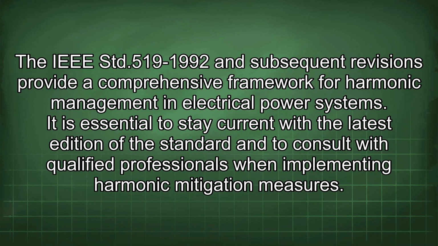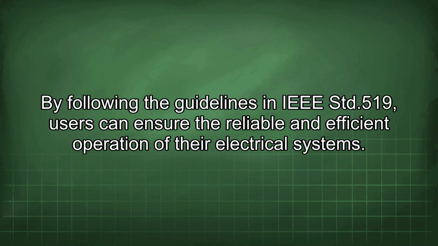The IEEE Std.519-1992 and subsequent revisions provide a comprehensive framework for harmonic management in electrical power systems. It is essential to stay current with the latest edition of the standard and to consult with qualified professionals when implementing harmonic mitigation measures. By following the guidelines in IEEE Std.519, users can ensure the reliable and efficient operation of their electrical systems.